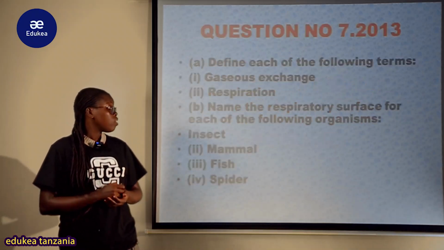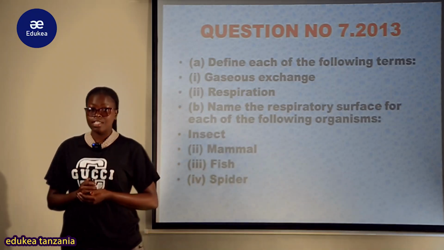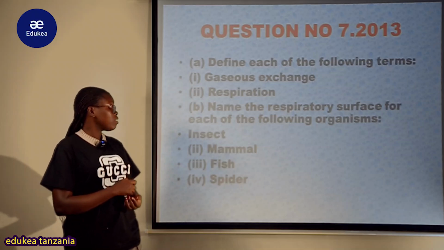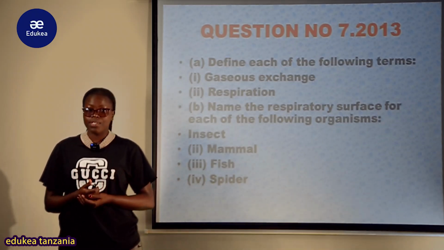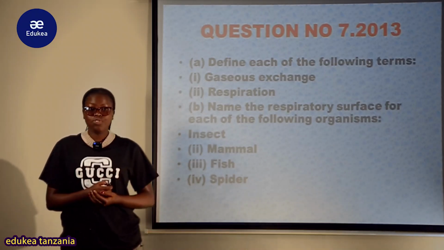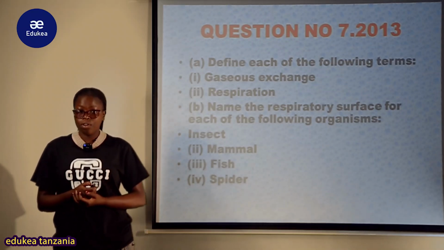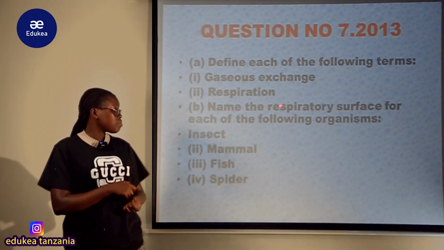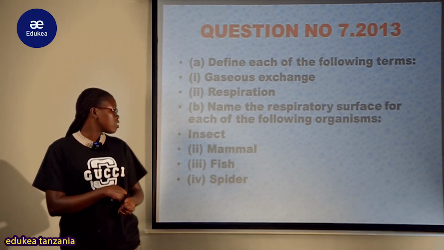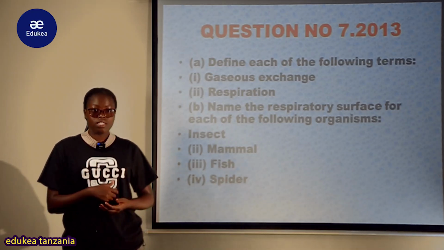Our question today is question number 7 for the year 2013, and the question states: Roman A. Define each of the following terms. A. Gaseous exchange. 2. Respiration. And question number 7 Roman B. Name the respiratory surface for each of the following organisms. The first one is insect. The second one is mammals. The third one is fish. And the fourth one is spider.